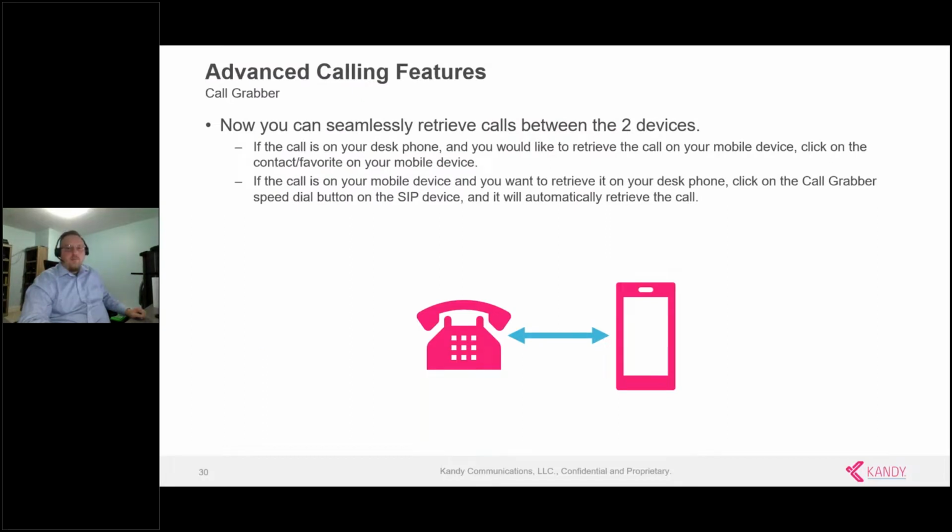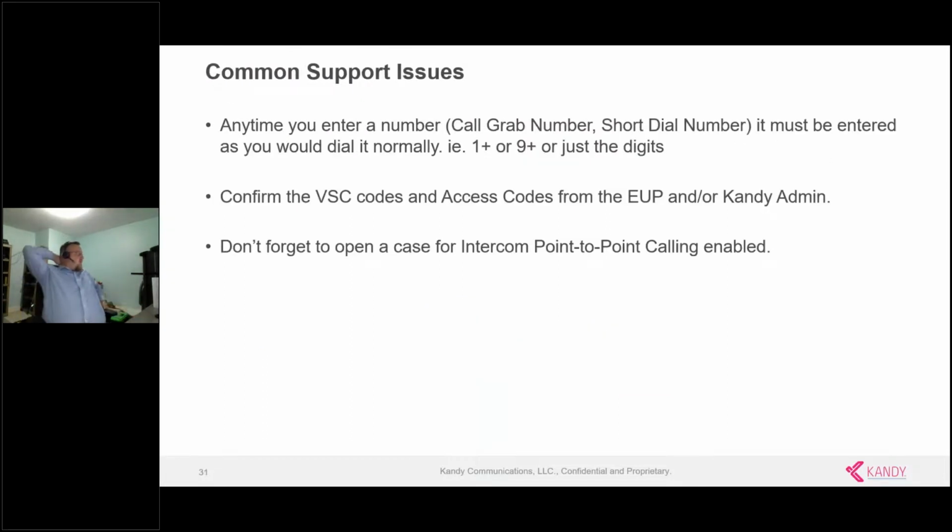All right. So the last thing that we wanted to go through was some common support issues. Anytime you enter a number in the call grab or the short dial number fields, you definitely want to make sure that you're entering that telephone number as though you would normally dial it. As an example, if you need to dial 1 before dialing the digits for the phone number, you need to do that. If you need to dial 9 to make an outbound call, you'll want to enter that 9 before dialing the digits as well.